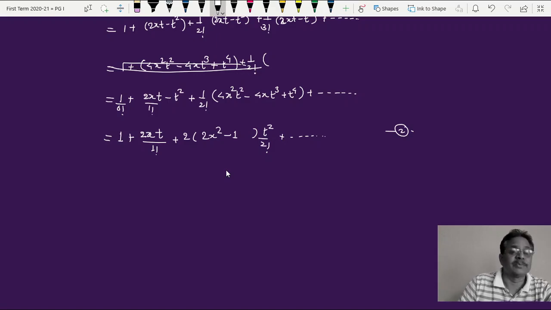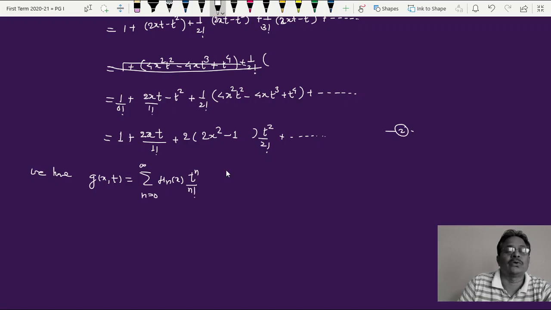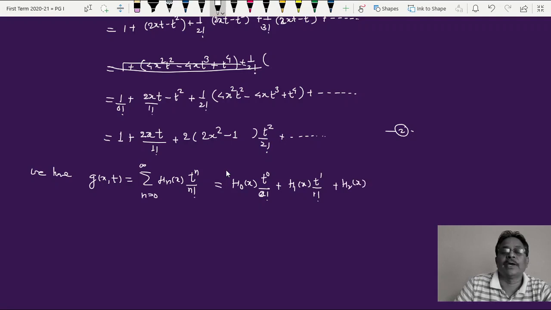Now as per our earlier definition, we have g of xt equal to summation over n equal to 0 to infinity hn of x into t raised to n upon n factorial. So if it is expanded for all values of n, I'll get first h0 of x into t raised to 0 upon 0 factorial. Second term is h1 of x into t raised to 1 upon 1 factorial plus h2 of x into t raised to 2 upon 2 factorial and so on. This is my equation 3.